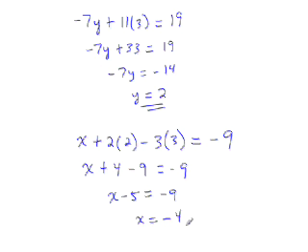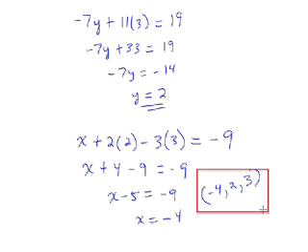So writing this as an ordered triplet, our final answer, x comma y comma z, would be negative 4 comma 2 comma 3. Again, final answer, negative 4 comma 2 comma 3.